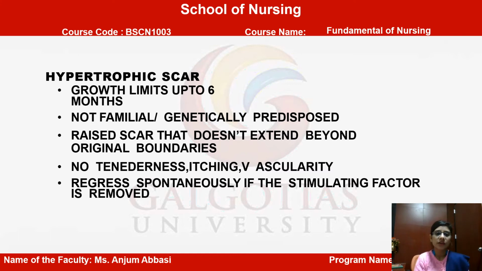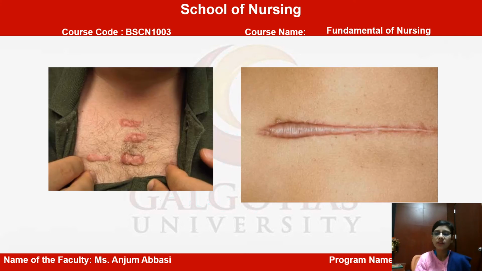Next is the hypertrophic scar. Growth is limited to up to 6 months. It is not familial or genetically predisposed, and it is a raised scar that doesn't extend beyond the original boundaries. There is no tenderness or itching, and it regresses spontaneously if the stimulating factor is removed. Students, in this slide you can see that after completion of the remodeling phase, the scar keeps generating. So there is over proliferation, as we have learned in the defect of keloids.